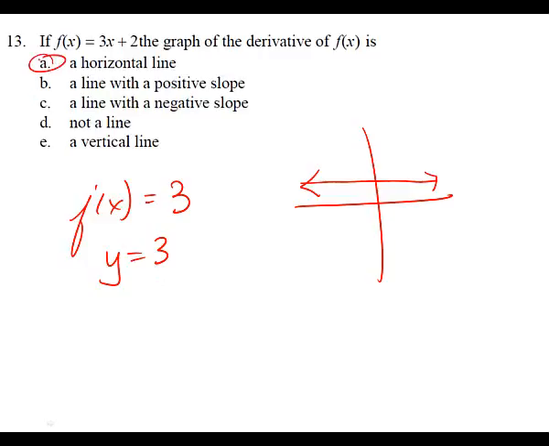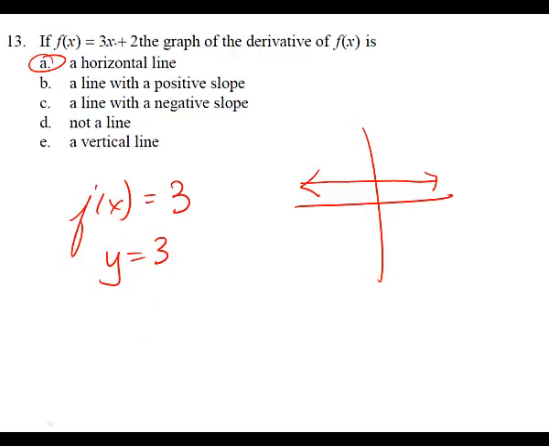If it doesn't make sense by looking at it, do the derivative, try drawing the picture, right? You can't be afraid of drawing that picture. Some of us really have to actually see it, right? If it's just a number, it's a horizontal line. If it's y equals a number. If it ended up being x equals a number, that's the vertical, okay?